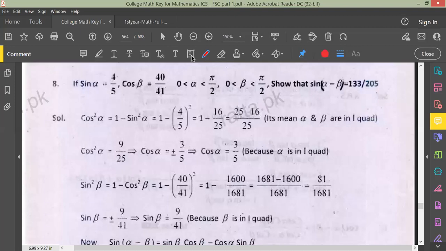And now question number 8 will be equal to sine of alpha is equal to sine.